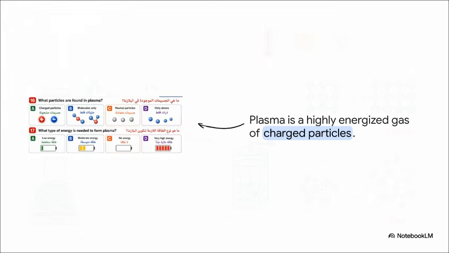Now let's knock out questions 16 and 17, which build perfectly on what we just learned. Question 16. What particles are found in plasma? Well, if we know that electrons are stripped away, we are left with negative electrons and positive ions. Therefore, the answer is A. Charged particles. Question 17. What type of energy is needed to form plasma? As we saw with the massive thermal energy requirement, the answer is clearly D. Very high energy.